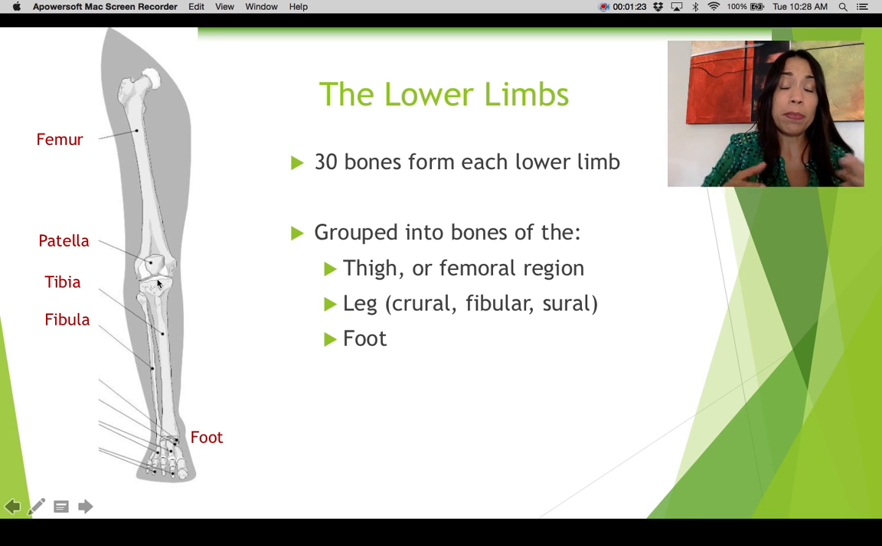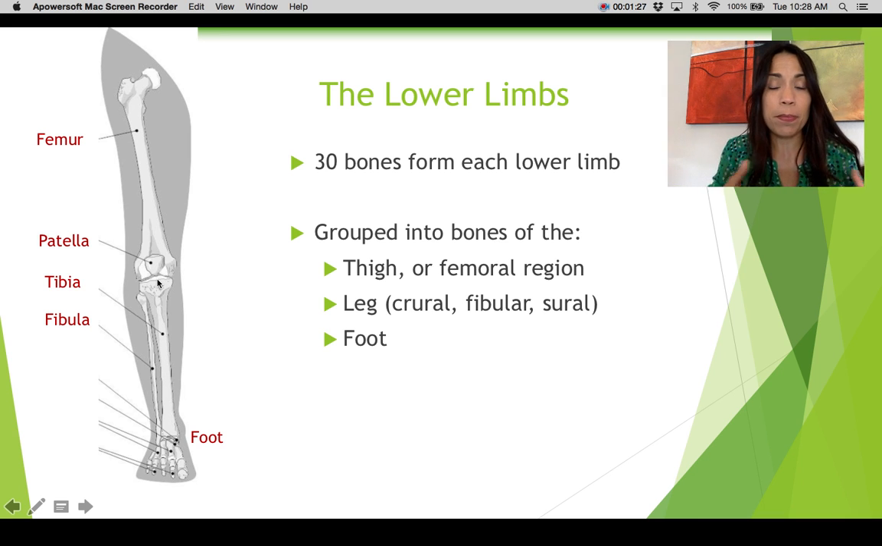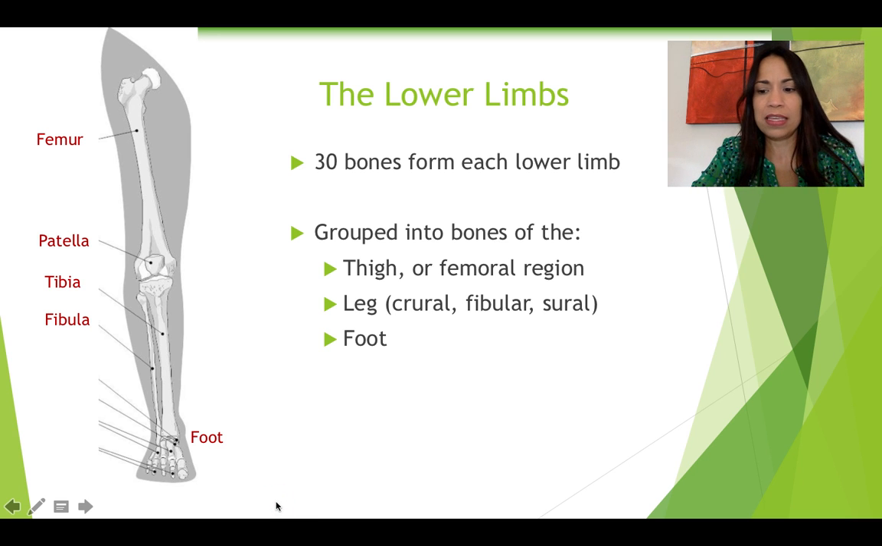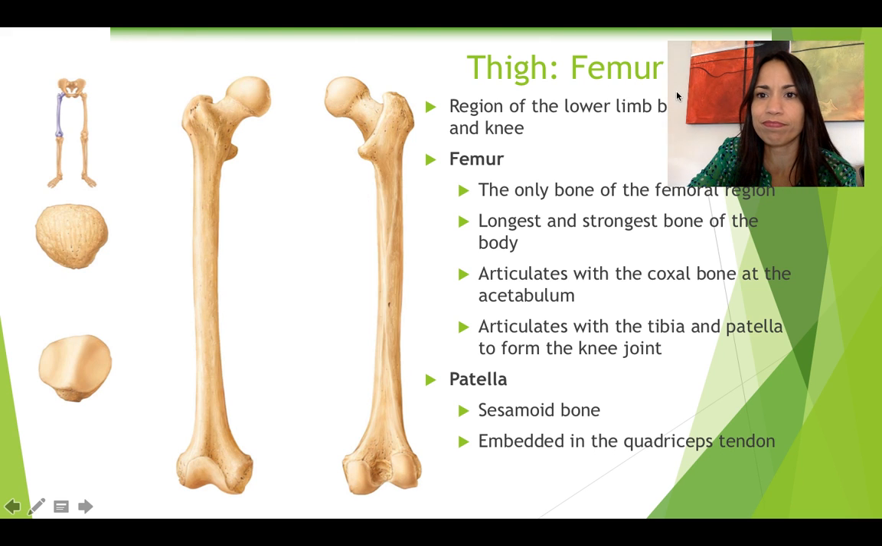And usually we refer to this section just as the leg, but again, remember, the leg is not the entire lower limb. It's just this section between your knee and your ankle. And then we're going to describe the foot. So let's start right away with the femur, which is the bone that we have.